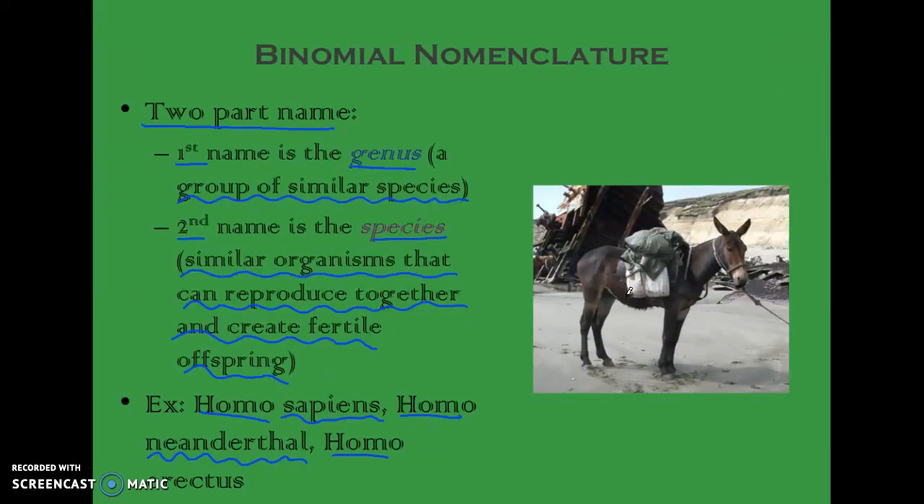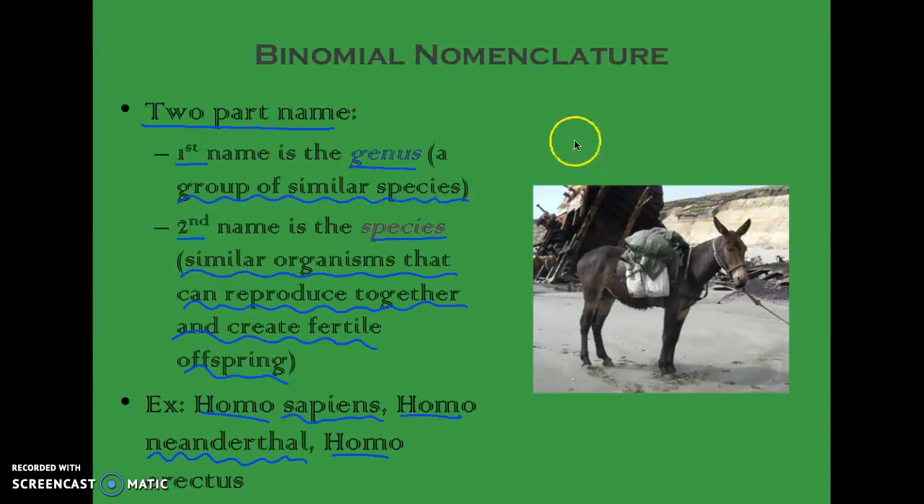Two-part name. So here's the notes on binomial nomenclature. Binomial nomenclature is two parts. The first is the genus. A genus definition is a group of similar species. The second part of the name is the species. A species, by definition, is a similar organism that can reproduce together and create fertile offspring. It has to be able to create offspring that can then continue to have more children.